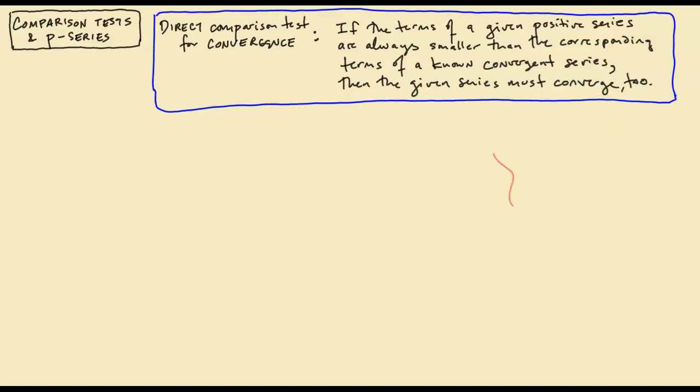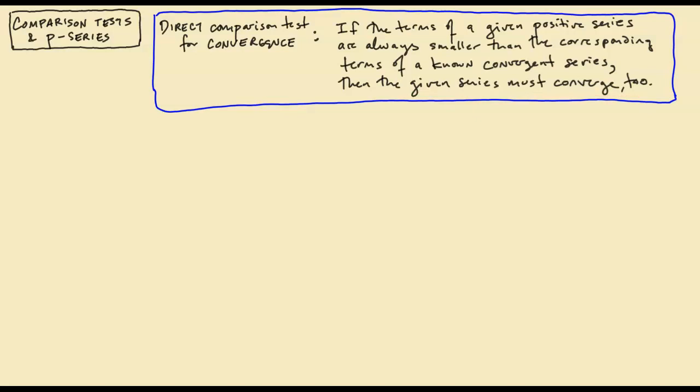A bit of a mouthful perhaps, but I think writing it out in ordinary English actually makes it clearer than using symbols to describe it. You can see why it is called a comparison test. We have some given positive series that we're trying to test for convergence, and we compare it to some other series that is already known to be convergent. And if the two series stand in a certain relationship, we can conclude that our given series must converge too.